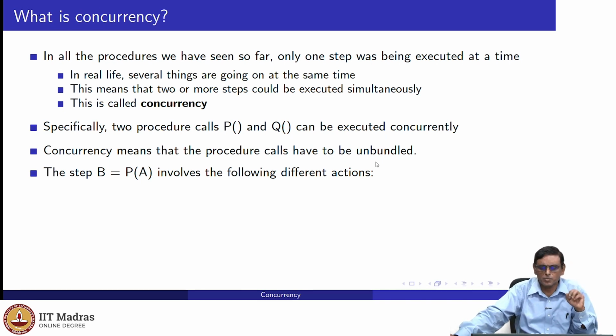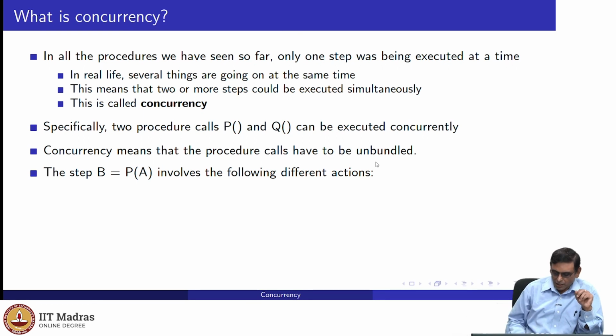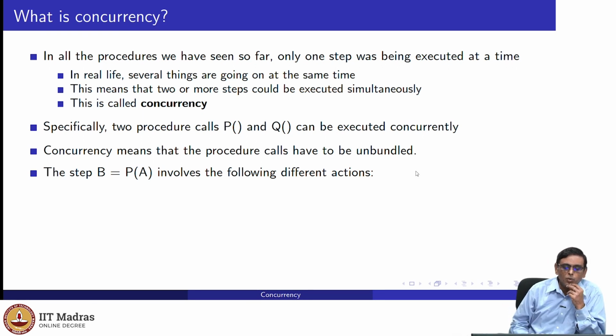Very neat, cute way of writing things. But the problem with this B equal to P of A is that it is bundling too many things in it, so we can't do concurrency. So let us unbundle it.